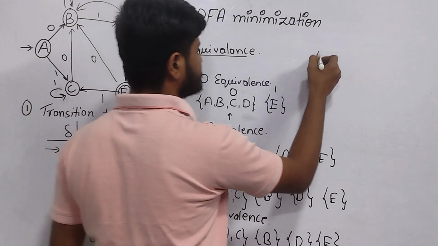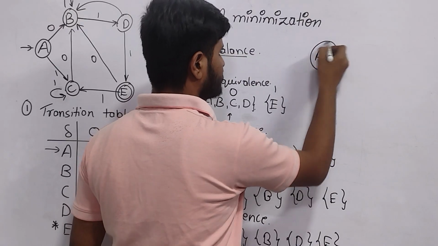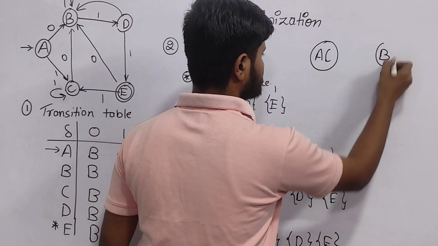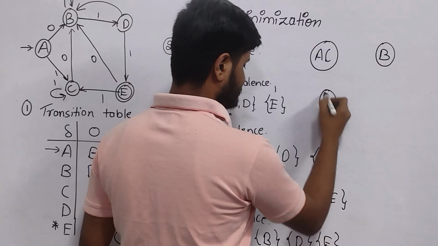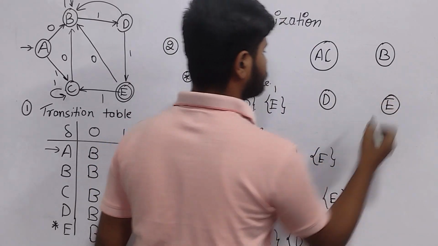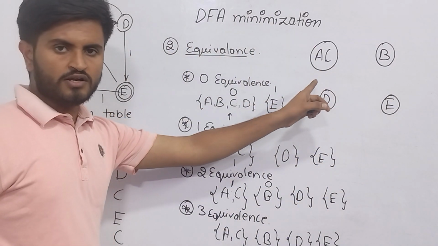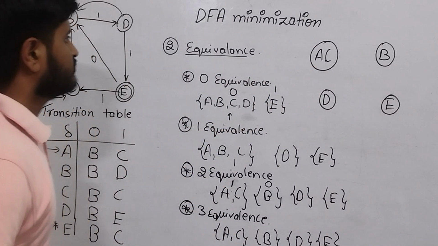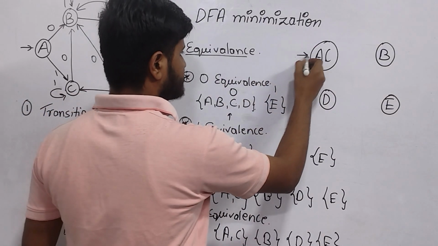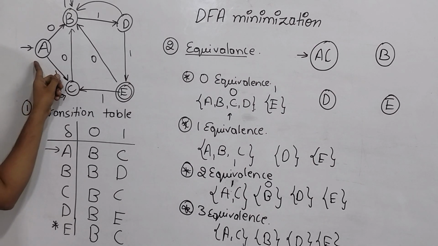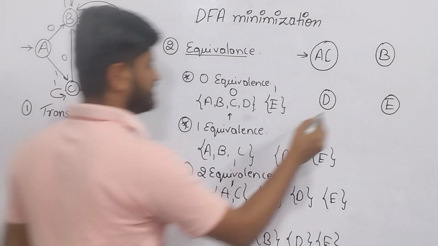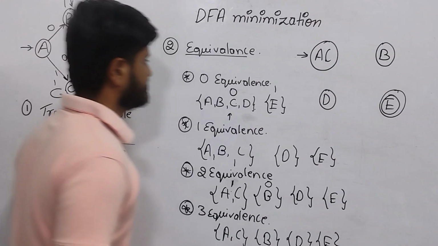So what are my 4 states? A comma C will be of 1 state, next B will be the second state, D will be the third state, and E will be the fourth state. Using these 4, draw the DFA diagram. So A will be considered as the initial state because A was the initial state, and E was the final state, it will be the final state itself.